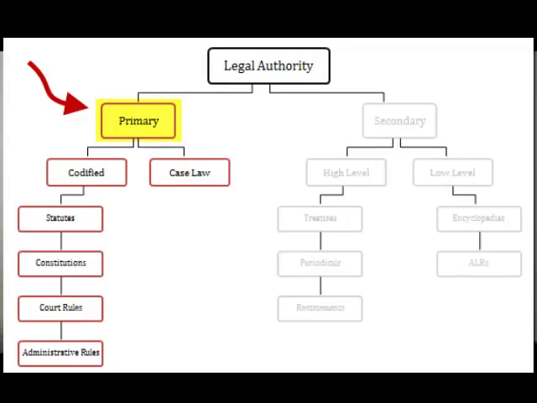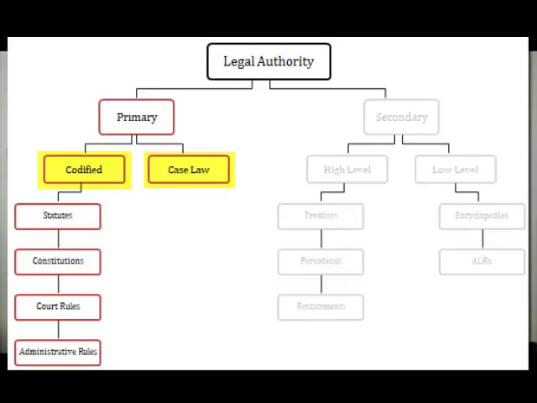There are two types of legal authority, primary and secondary. First, I want to talk to you about primary authority. So what is primary authority? Primary authority is the law. It tells us what we can do and what we can't do. And under this law, there's two types, codified law and case law.